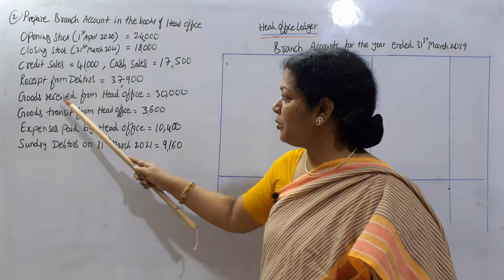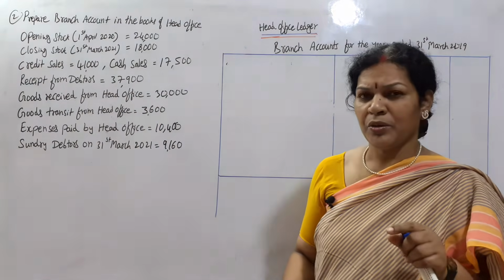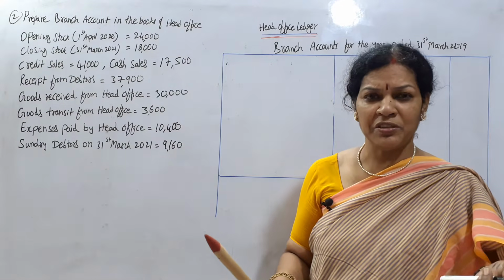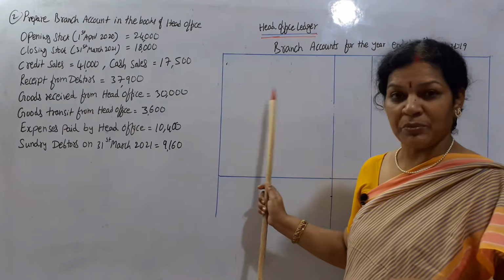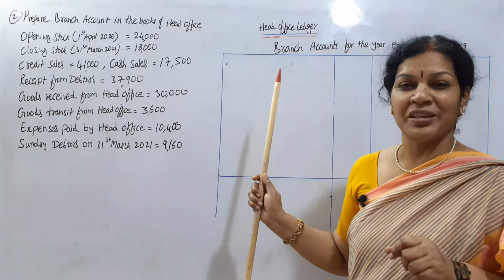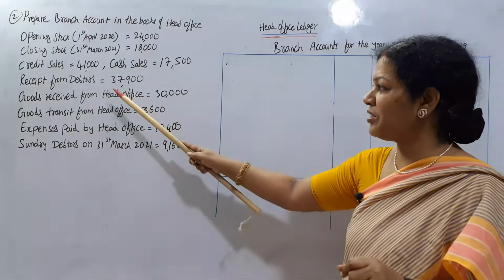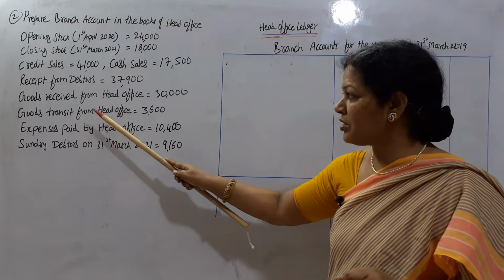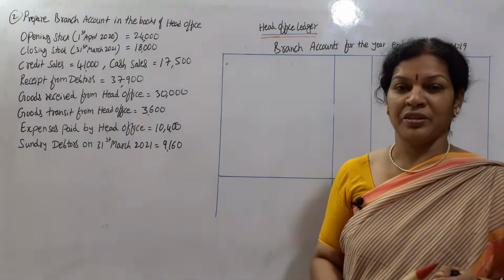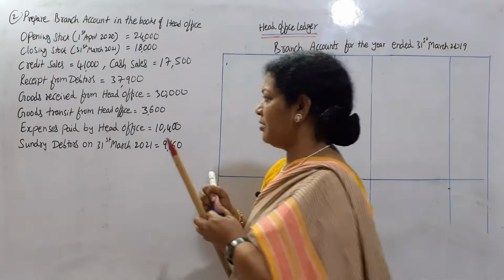And goods received from head office. Goods received from head office comes on the debit side, just like goods sent on consignment. In the same way, goods received from head office, 30,000, debit side. Goods in transit from head office, this is the new transaction.